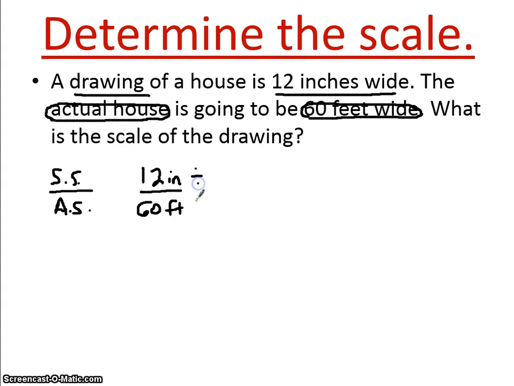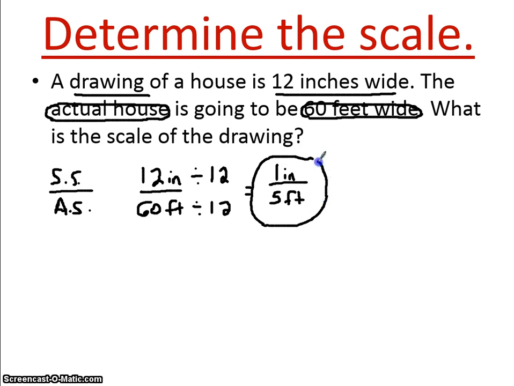Now, I can reduce this because I know that 12 is a factor of 60, so I'll reduce by 12, and I get 1 inch for every 5 feet. That's the scale of this drawing. Every 1 inch on the drawing is really 5 feet in real life. So if I measured a closet and said it was 1 inch wide, I'd really build it 5 feet wide.